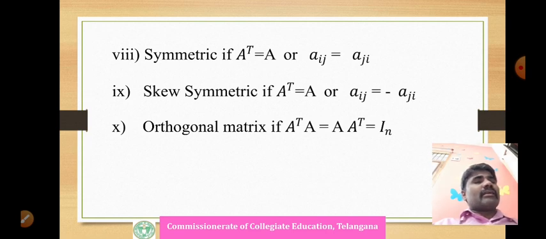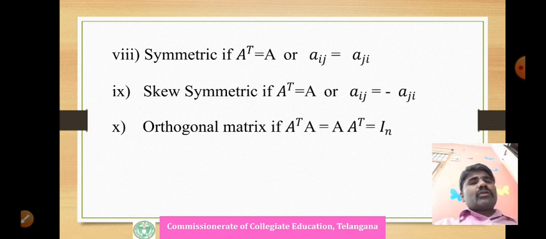Aij and Aji are equal. The elements in the place of A12 and A21 are equal. The elements in the place of A42 and A24 are equal. The elements in the place of A56 and A65 are equal, like that. The corresponding symmetric elements are equal.